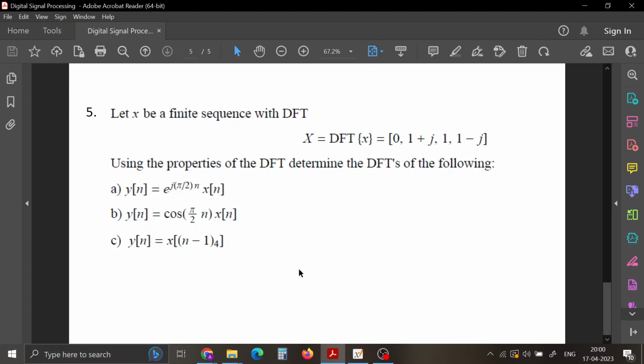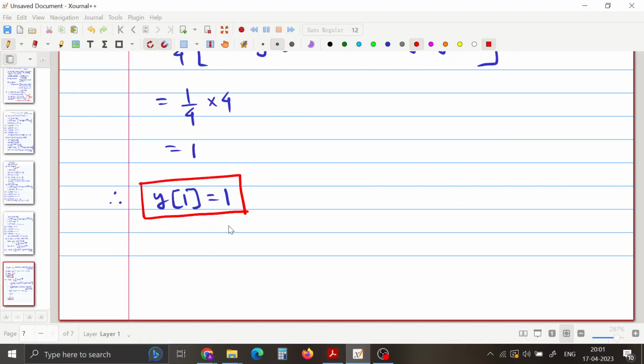Okay, and you clearly see in part A we have y of n equals to e power j pi by 2 n times x of n. So see, it's directly you can just use the property of DFT. See, we have an exponential multiplication in front of the time domain sequence, so it will translate to a shift in the DFT transform basically, right? So let's just do that. Okay, let's first solve the part A.